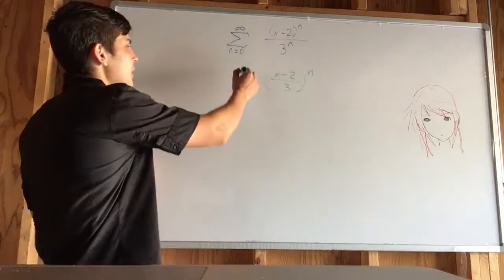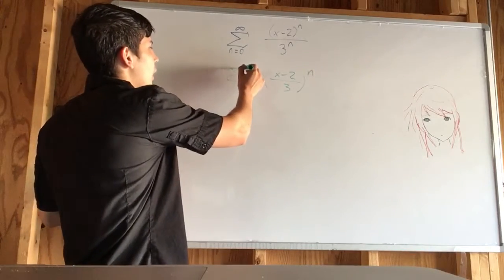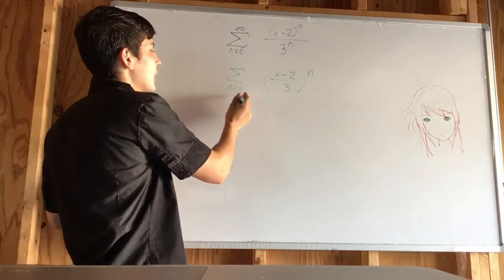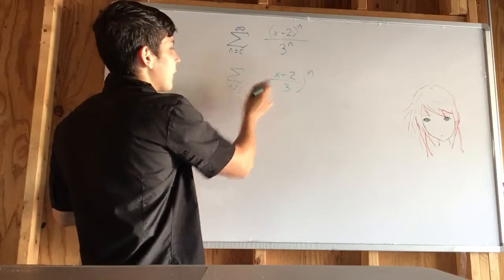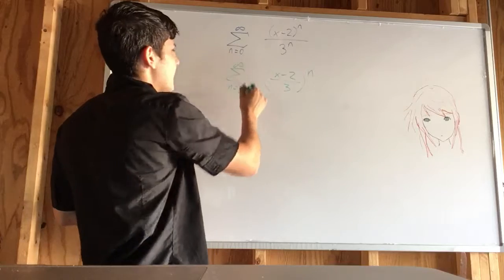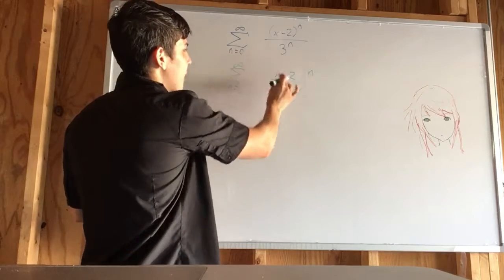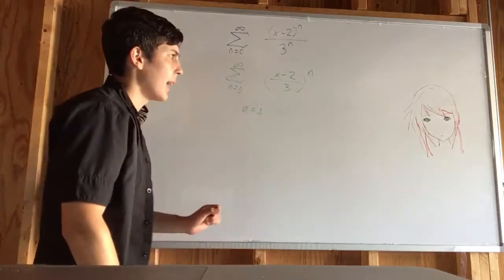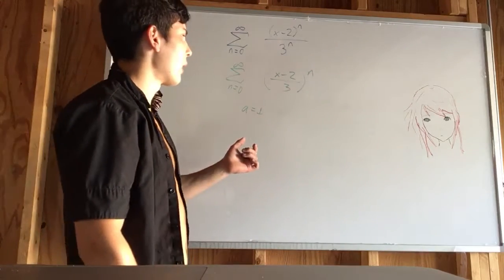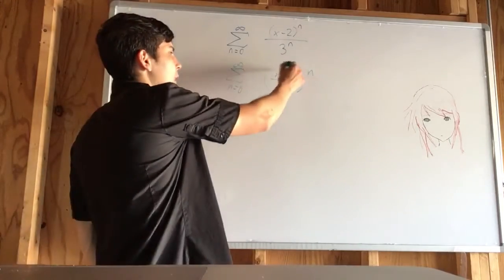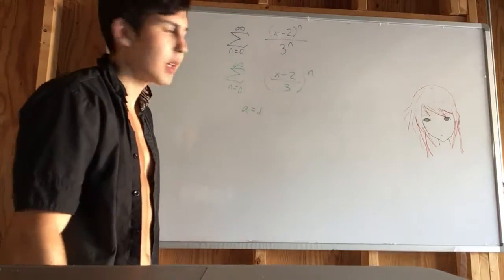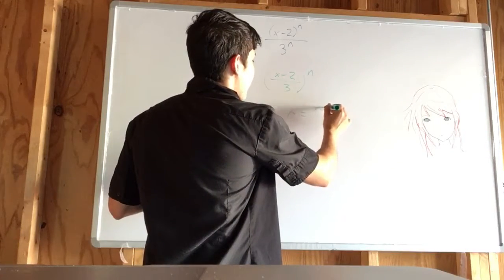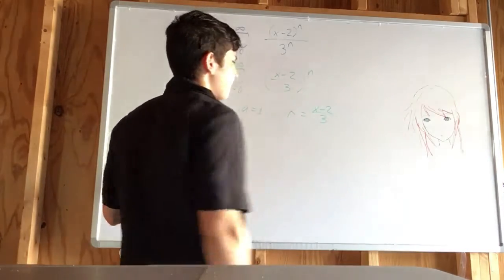We have a geometric series, and our first term would be when we plug in n equals 0, because here we're told that the first n we plug in is 0. That would give us 1 for this entire thing. So a would equal 1, and our common ratio here is what's being taken to an exponent. So our common ratio, r, is (x minus 2)/3.